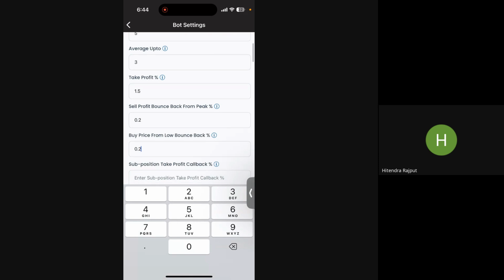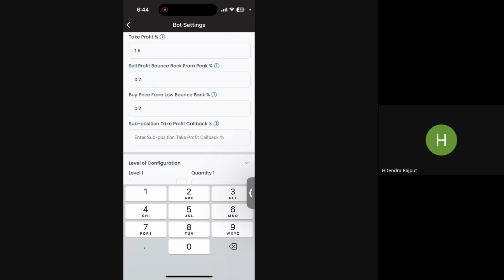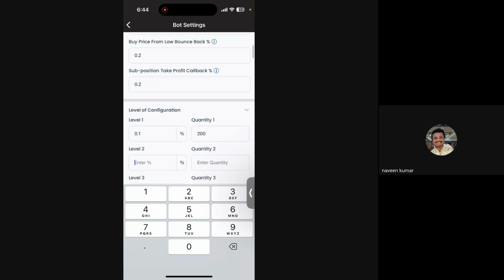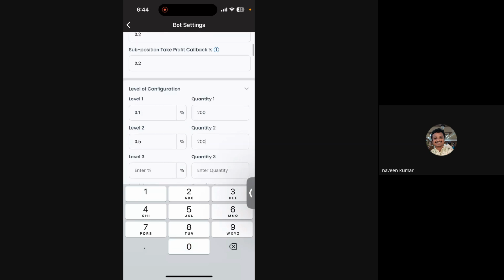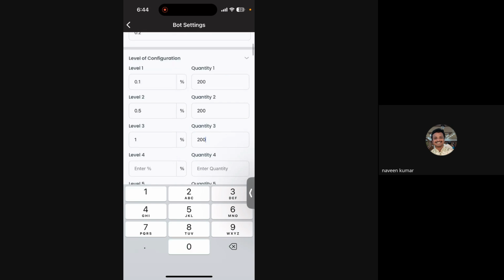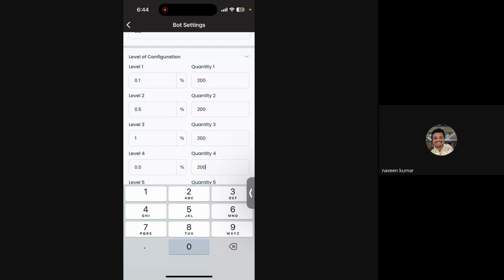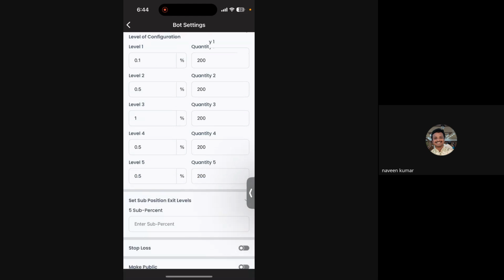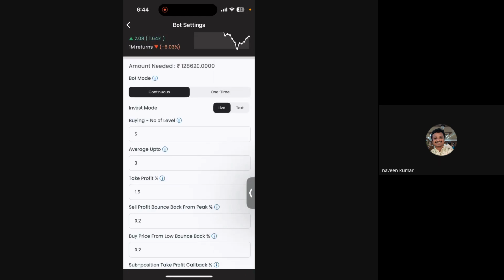And buy also whenever there is a fall and a bounce back of 0.2%, and the fifth level we will also keep at 0.2. So for level 1, when there is a 0.1% fall, I want to buy immediately, so we will buy 200 shares. And again, when there is a fall of 0.5%, we will buy 200 shares. See, our aim is to buy 1000 shares, right? So we will buy 200, 200, 200. Whenever there is a down of 1%, we will buy 100. Let's make it a bit aggressive, 200, and then 0.5, 200. So once you are done with this, you will immediately come to know what the amount needed is.